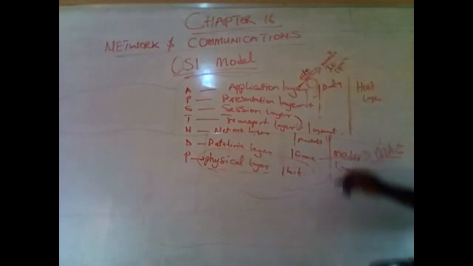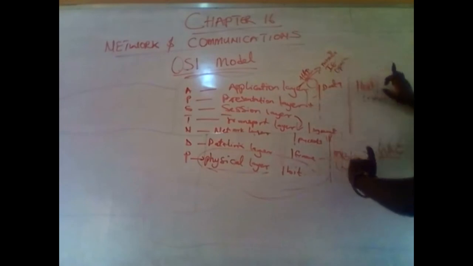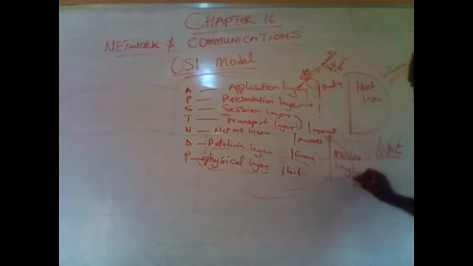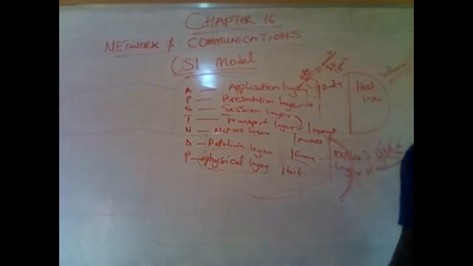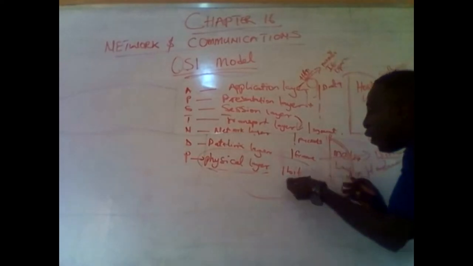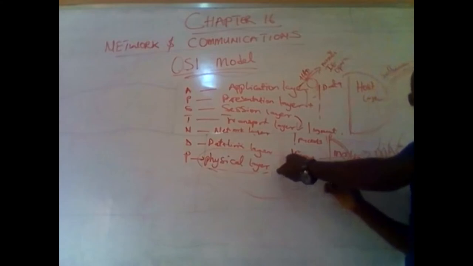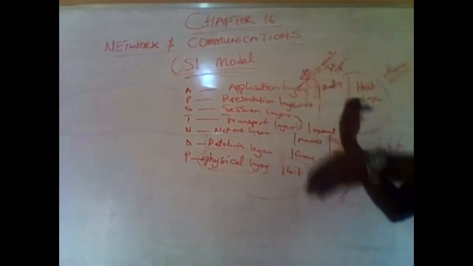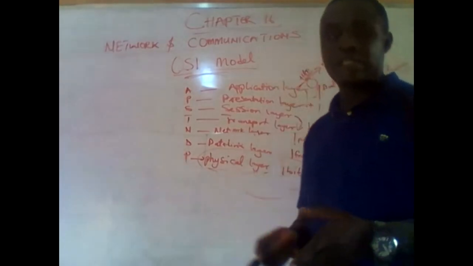Are we making sense? At this point, I want you to look at it this way. From here to here is software controlled, it exists within software. Now, from here to here exists within the hardware. Are we making sense? Now, when it enters the next computer, it will enter from the what? The lower to the upper. So that's how it works. That's the OSI model.